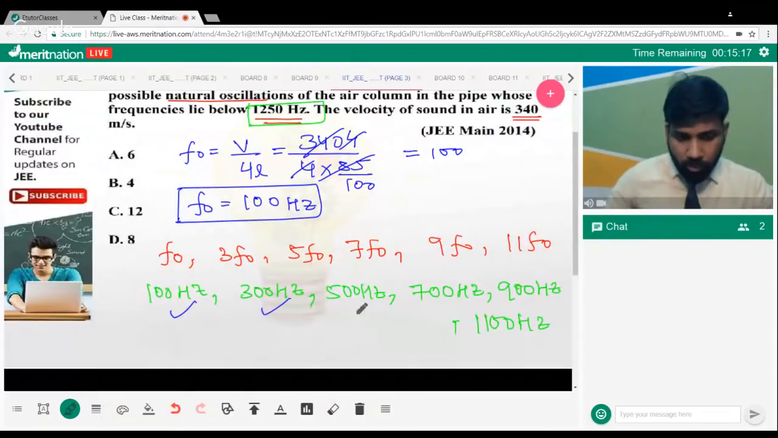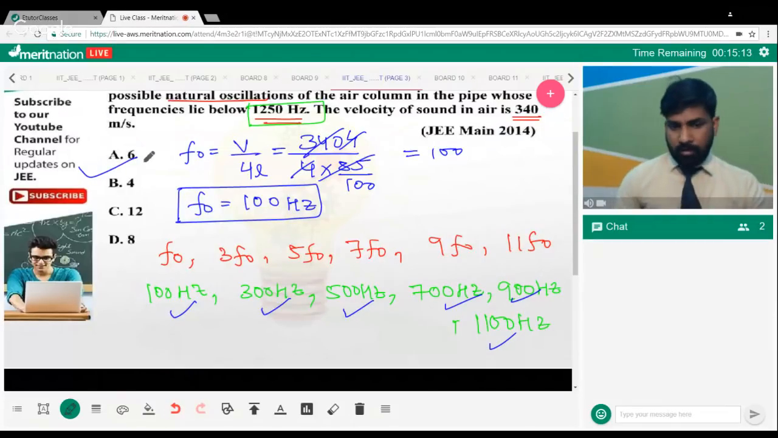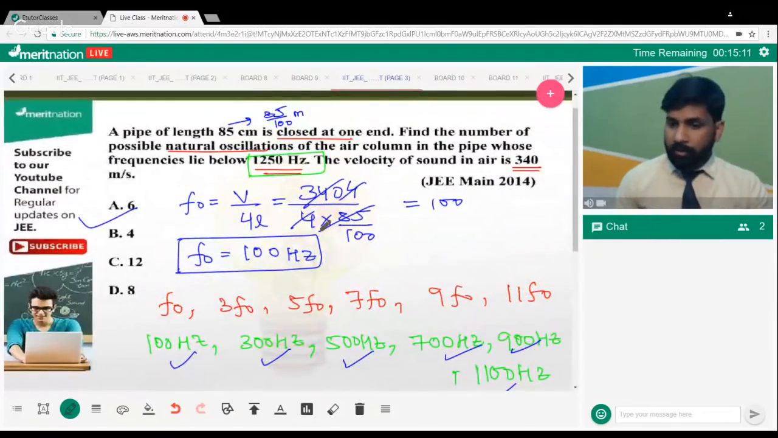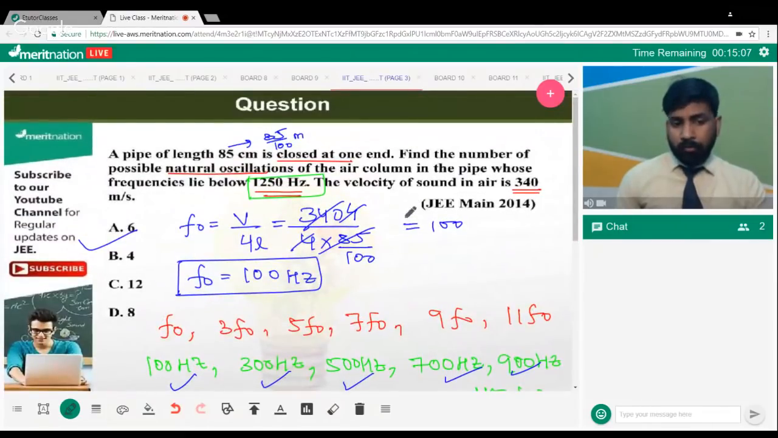1, 2, 3, 4, 5, and 6. So 6 is the answer. Okay, so here our answer is 6. So this is all about closed organ pipe. Now move on to the last question.